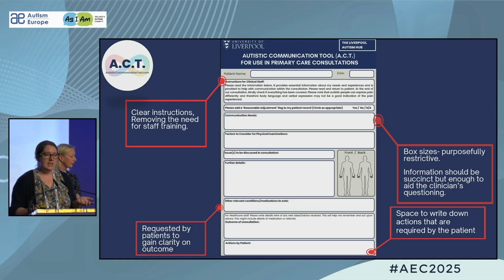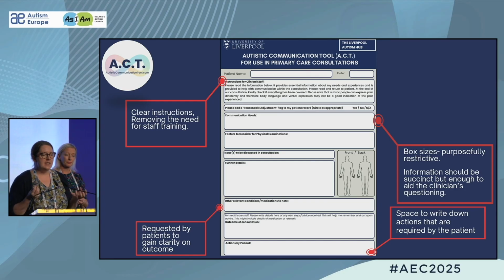The next sheet is now for the clinician. If your GP is not aware of the communication tool, then there are some instructions at the top where they can get some initial information about why this person is coming in and using the tool in this setting. So it's not a necessity, although obviously it's beneficial, for the GP or the primary care practitioner to have prior awareness of the tool.